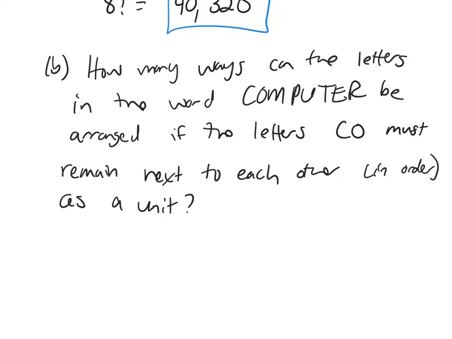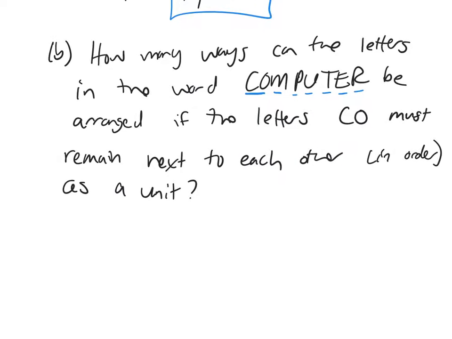Well, if you think about it, C and O have to stay together in that order. So you can imagine that they're physically glued together, the C and the O, so they become essentially one unit. So now how many letters do I have? There's one unit, 1, 2, 3, 4, 5, 6, 7. Now there's only 7 letters, essentially, that I'm ordering. And so now it's 7 factorial, or 5,040 ways.